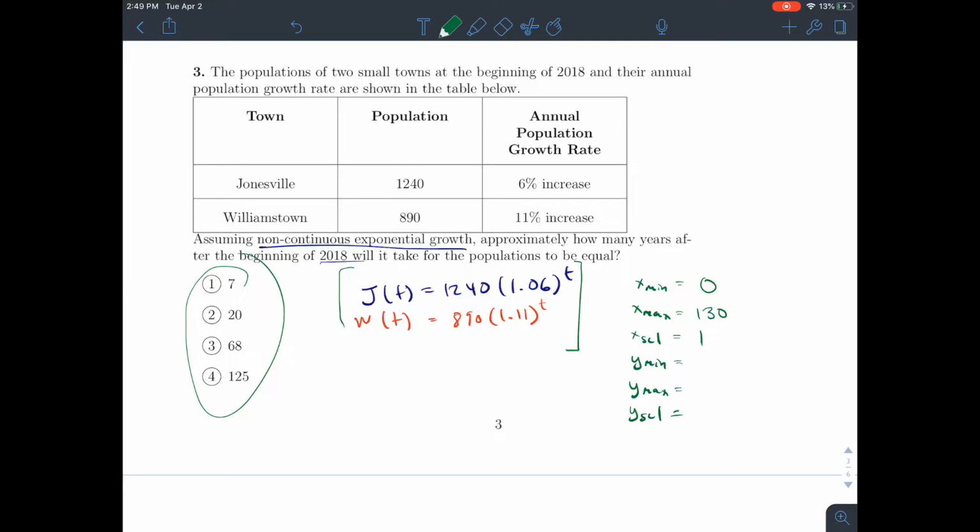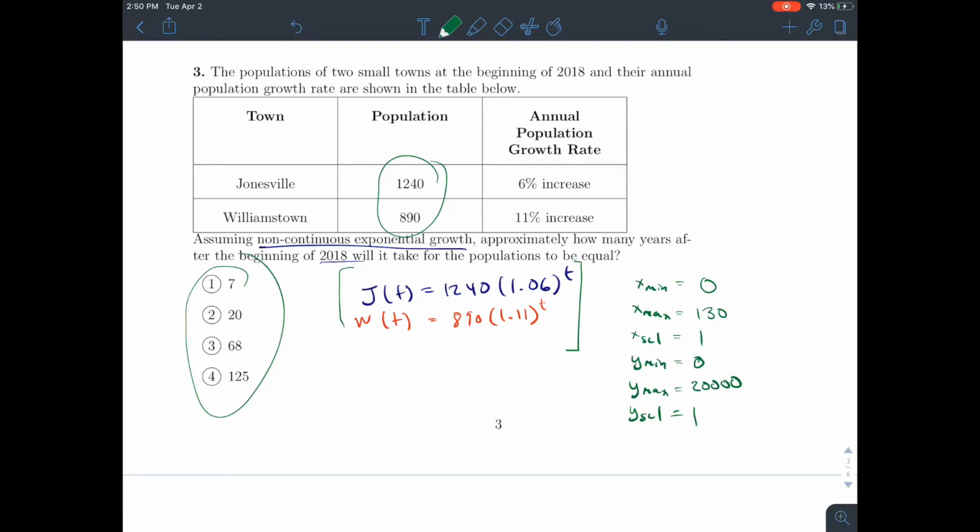For the y scale, well, there is no y in our equation. The y scale is going to be the two populations. Since these populations already start at 890 to 1240, maybe we say the minimum population we'd be looking at is 0. I like to start at 0 when I have positive quantities because it helps me contextualize it. And then y max might be, I don't know, let's say 20,000. Maybe the populations get really large. And then y scale will be 1.